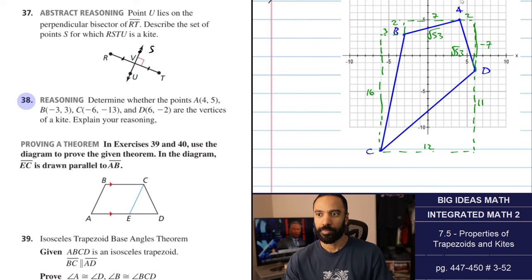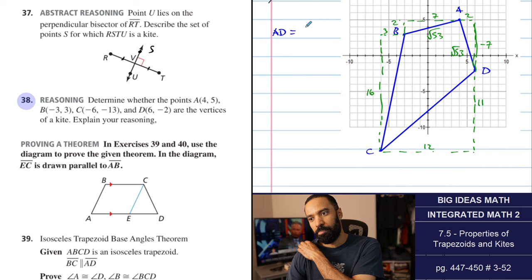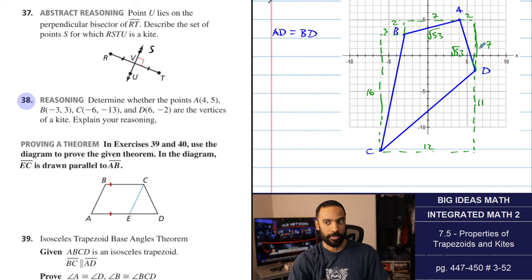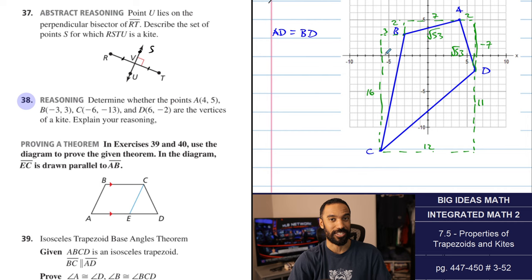AD equals BD. That's a for show. Well, you know what I could do? I could check if the diagonals are opposite reciprocal slopes. That's just not enough for a kite. But if they weren't opposite reciprocal slopes, that would mean it's not a kite. AD equals BD. But now let's check out CD's and BD's length.